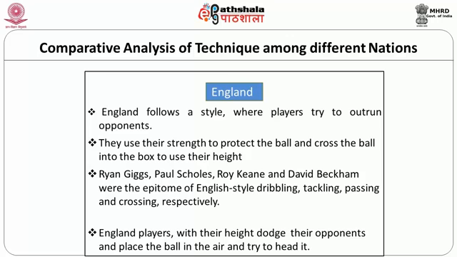When we see England, it follows a style where players try to overrun opponents. They use their strength to protect the ball and cross the ball into the penalty box to use their height to head the ball into the goal. Ryan Giggs, Paul Scholes, Roy Keane and David Beckham were the epitome of English style dribbling, tackling, passing and crossing respectively. England players who are taller use their height to their advantage, dodge their opponents and place the ball in the air and try to head it into the goal.